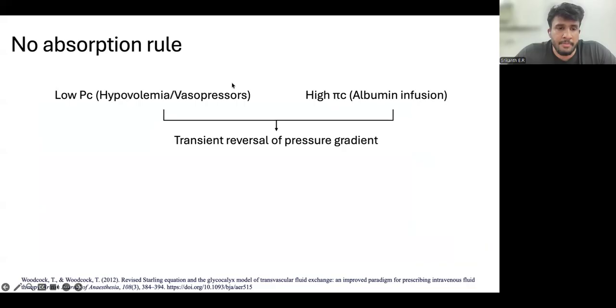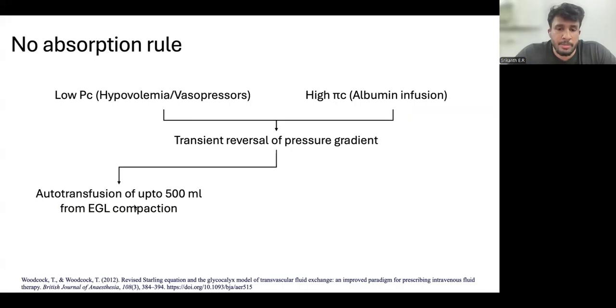So, like I described, when you have a low capillary hydrostatic pressure, which may be due to hypovolemia or use of vasopressors like noradrenaline, or you gave a high albumin infusion which increases your oncotic pressure, there is a transient reversal of the pressure gradient which causes absorption. And this absorption first causes autotransfusion of up to 500 ml from the endothelial glycocalyx layer itself. So this is how you can possibly describe that when you give vasopressors like noradrenaline, even at a low dose, it causes autotransfusion of fluid back into the intravascular space from the endothelial glycocalyx.